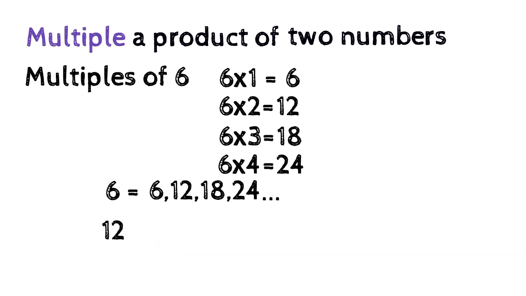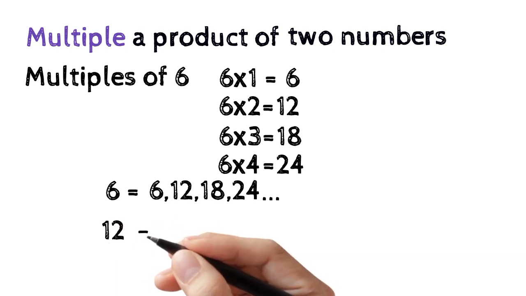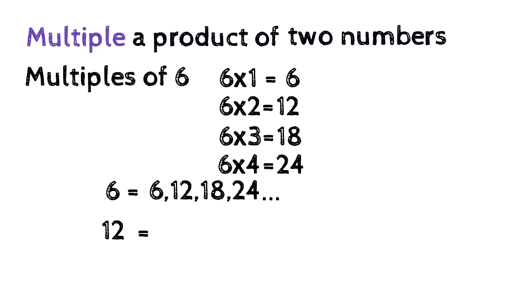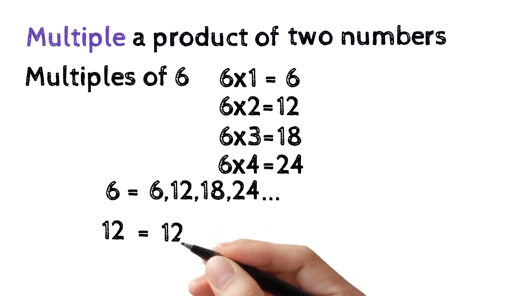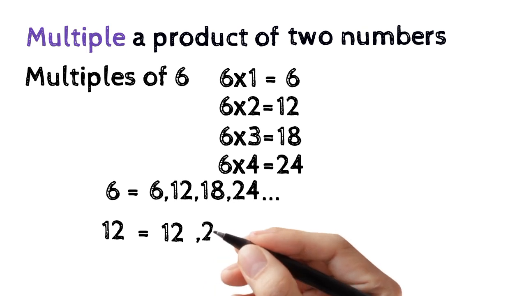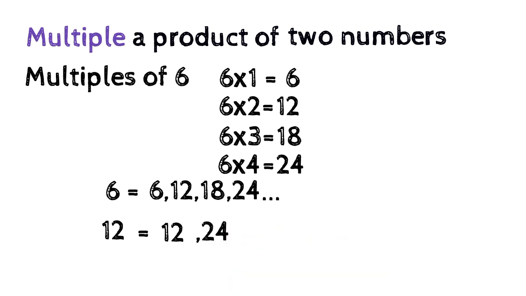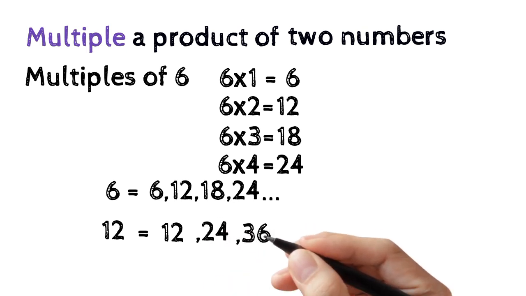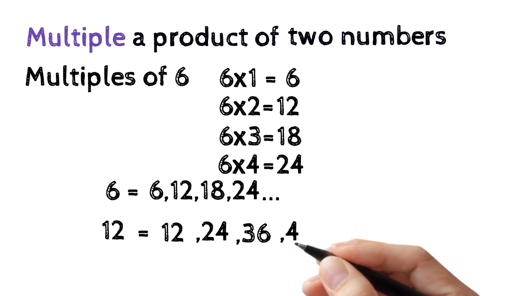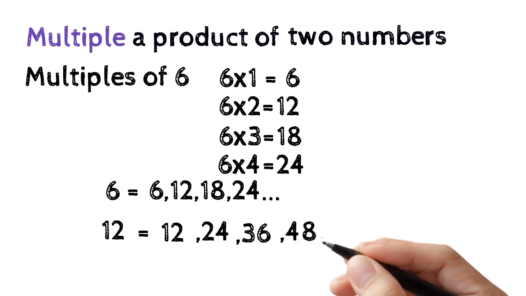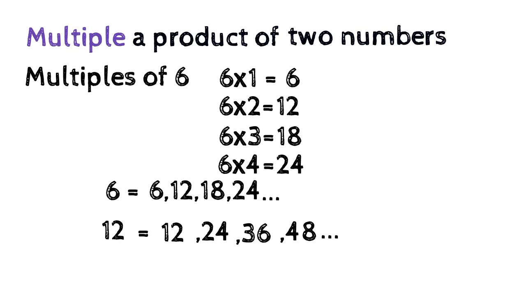So let us see now the multiples of 12. What are the multiples of 12? So the multiples of 12, we start with 12 itself. It is the first multiple. Another multiple is 24, taking 12 times 2. Another is 36. Another is 48, and so on.